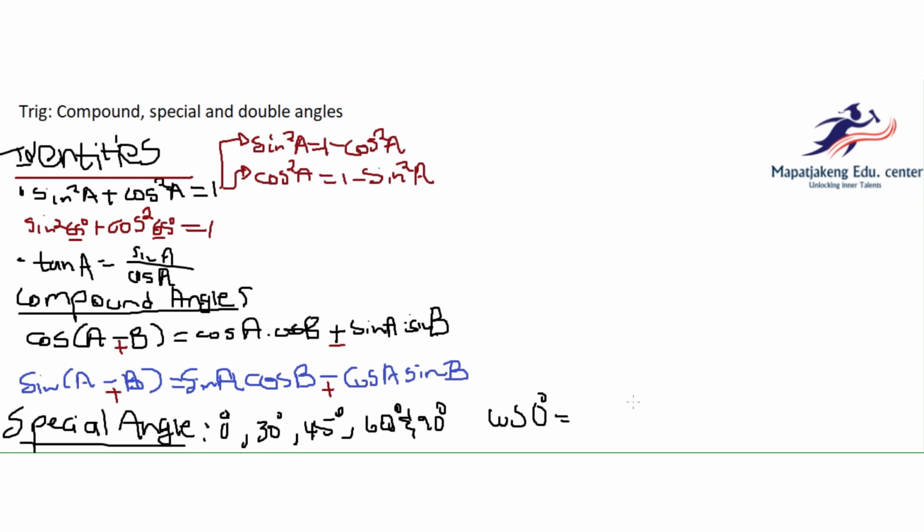If you have cos 0 degrees, how much is it? Let me see. Cos 0 degrees is 1. You see, it gives us an answer. Cos 45 should give us an answer as well. Cos 45 gives us the square root of 2 over 2.